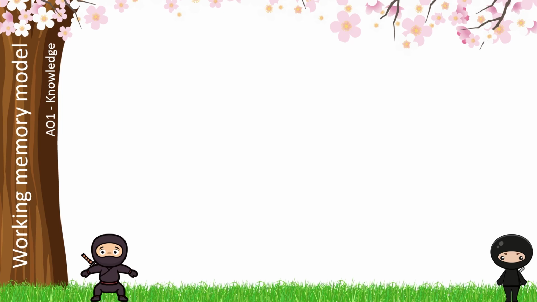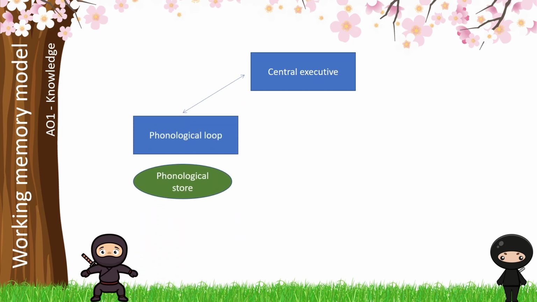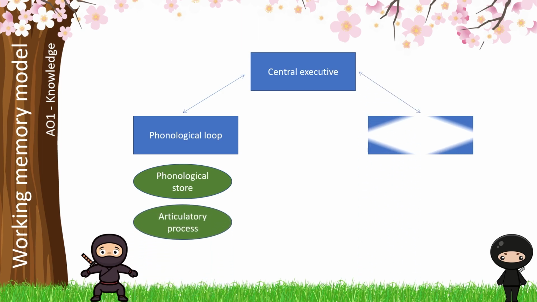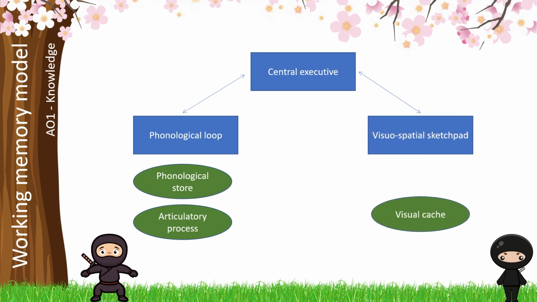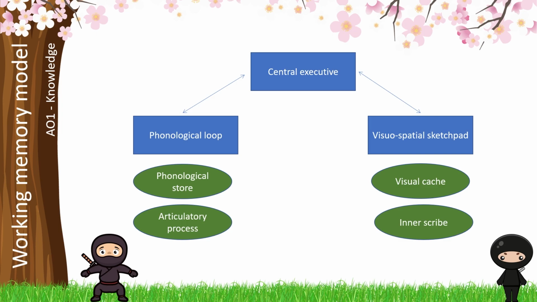When thinking about models, it's often useful to have a diagram. With the working memory model, we start with the central executive, which has two slave systems. One is the phonological loop, which contains the phonological store and the articulatory process, and the other one is the visuo-spatial sketchpad, which includes the visual cache and the inner scribe. You can also talk about these in terms of the inner ear and the inner eye, in terms of the phonological loop and the visuo-spatial sketchpad.